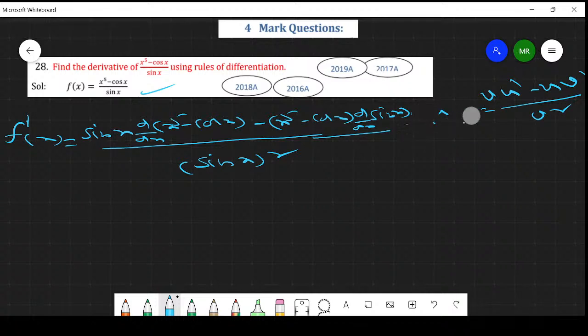I think you understood the formula here. U by v whole dash, also I can write. This is the formula I have written here.